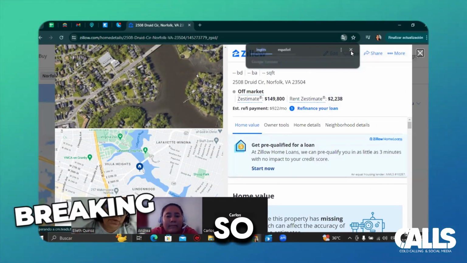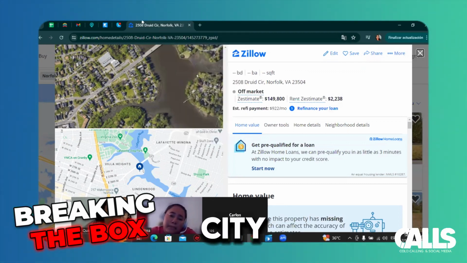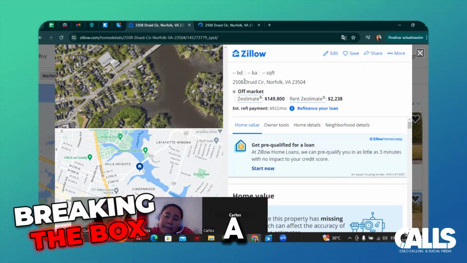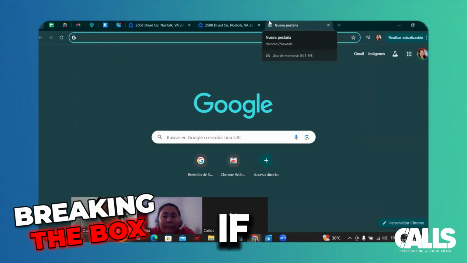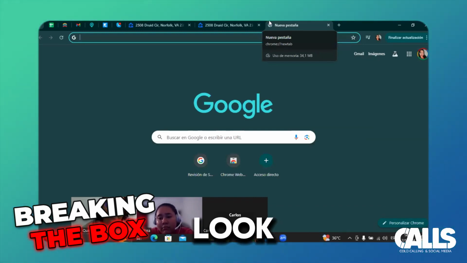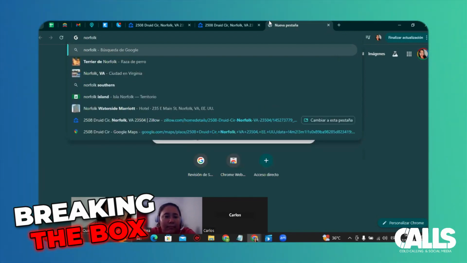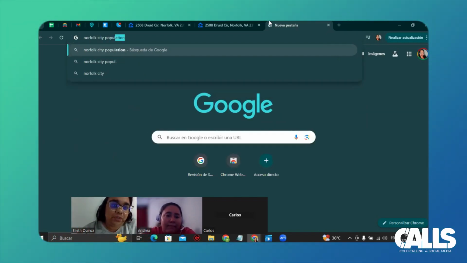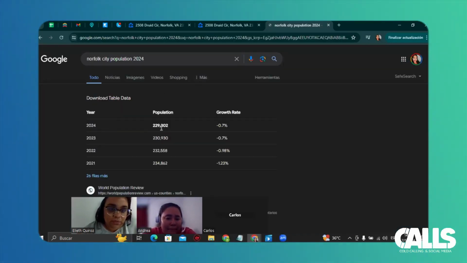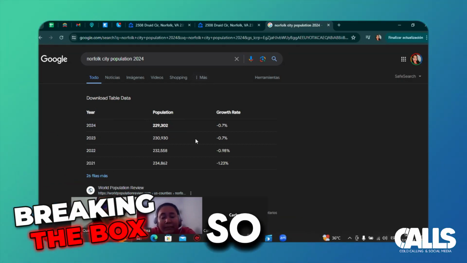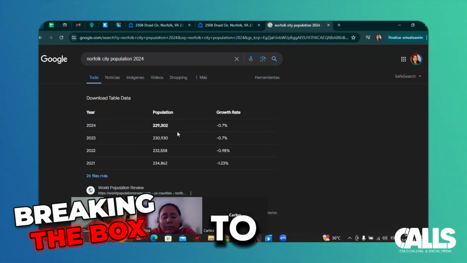Norfolk, so you know, Carlos, it's a metropolitan city. Big, has a lot of population. So something else to understand, if the property is going to be a good deal, is look for the city. So in this case, Norfolk, city population 2024. It's above 100,000. So when properties are below 100,000, deals are harder to sell.